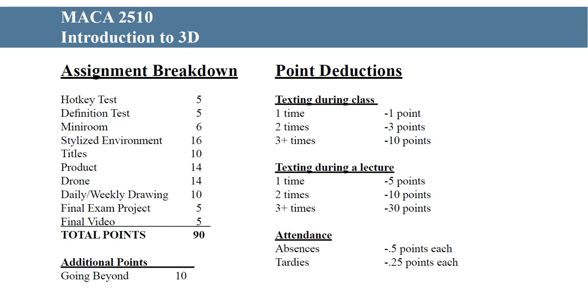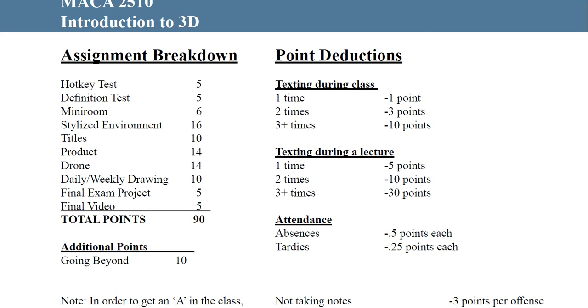So our main assignments: mini room, stylized environment, titles, product, and drone are our big 5 projects. We'll have some little things along the way that we'll do. A lot of what we're gonna do, you'll see how it builds on each one. Okay, so don't think that just because I didn't have time for the stylized environment, I'm just going to skip it and go to the next assignment. Nope. You need to do the stylized to understand the titles, to understand the product, to understand the drone. If one of these isn't strong, the rest of them will fall also.